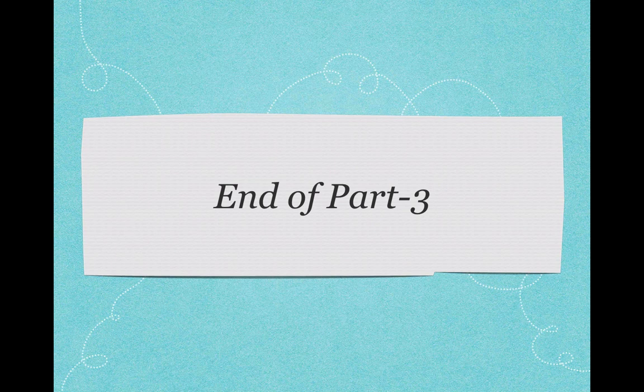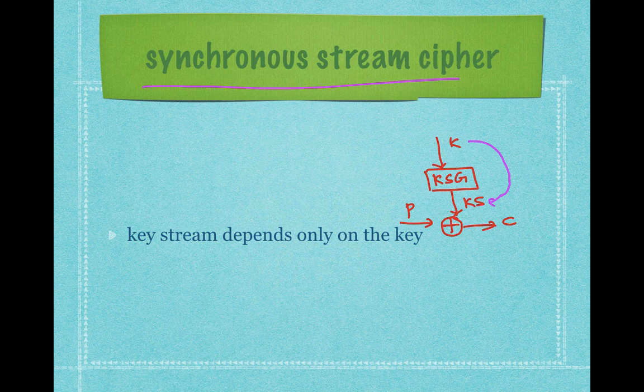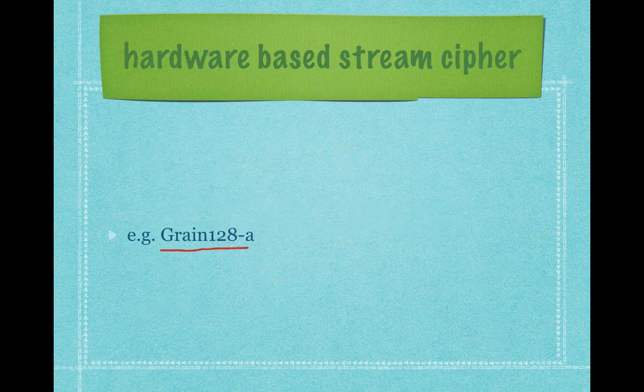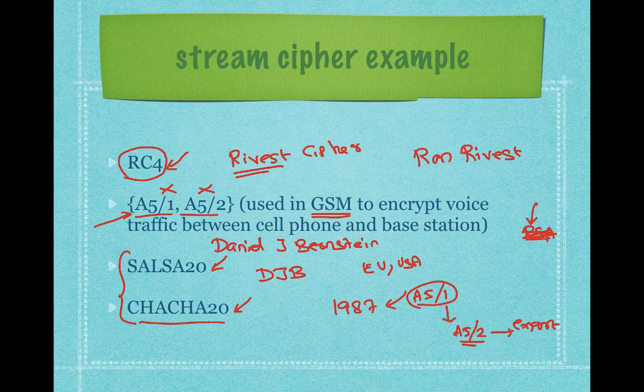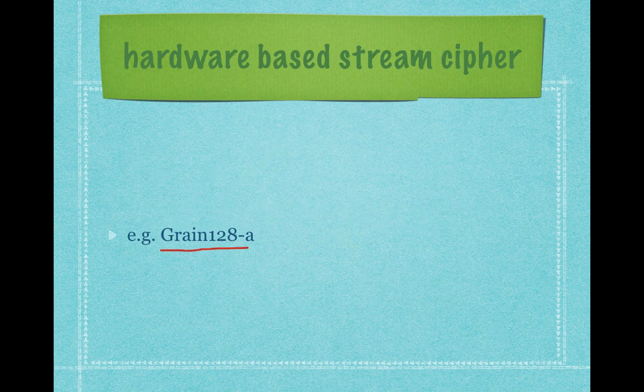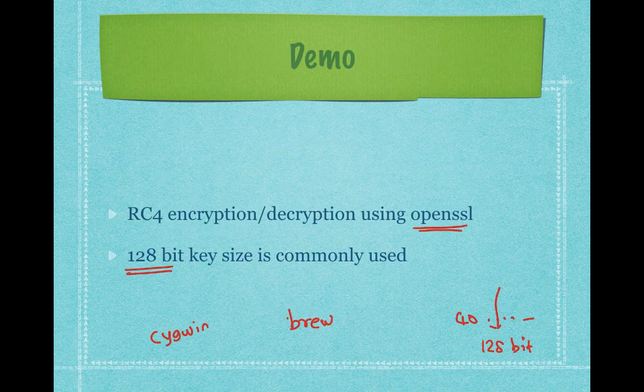Then we also saw there are two kinds of stream cipher called synchronous stream cipher, where the key stream depends only on the key, whereas in asynchronous stream cipher, the key stream depends both on the key as well as the ciphertext. Okay, so all these things we already saw, right? Then we tried examples of stream cipher: we have RC4, A5/1, A5/2, Salsa20 and ChaCha20. For hardware based, we learned about Grain 128A, right? Then we saw a simple demo using the openssl utility.